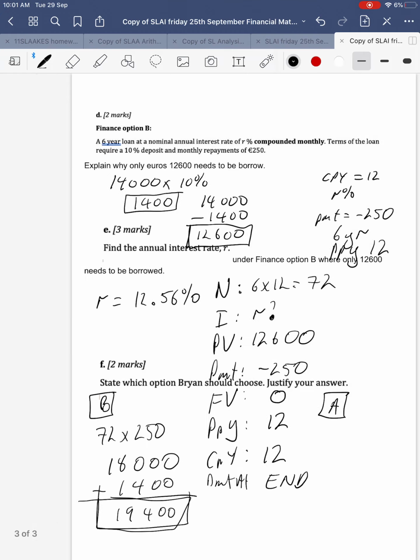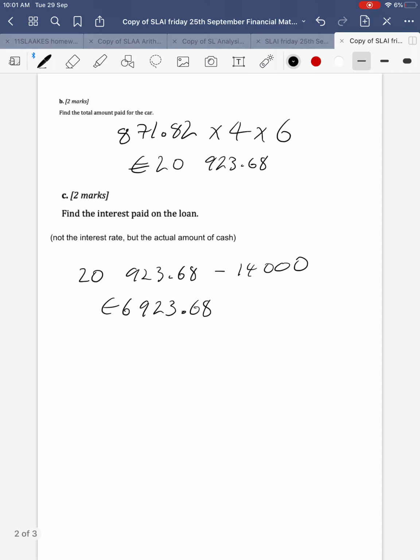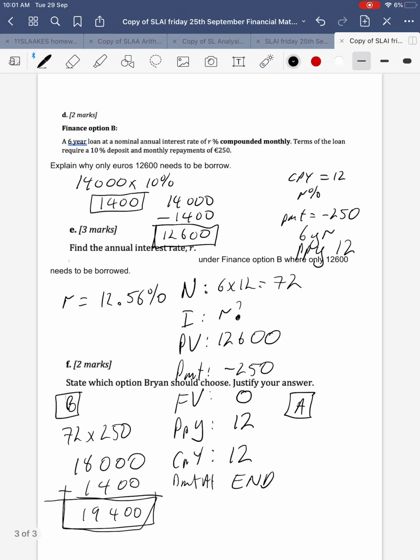And under option A, if we go back, the total amount there is 20,923. So we're paying 20,923-ish. So you might say, well, look, option B is better because we're paying less for the car. But for option B, you have to have cash to be able to put down for the car. So maybe option A is better for people who don't have that amount of cash to put down as a deposit.